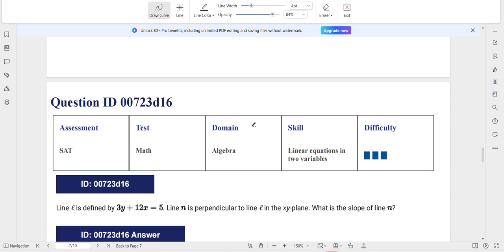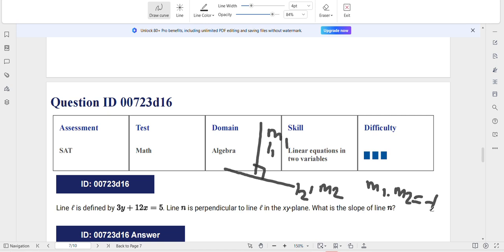Let me consider this line is L1 and this line L2, and they both are perpendicular. Let us say the slope of line L1 is m1 and the slope of line L2 is m2. Now, when two lines are perpendicular, the slopes have a particular relation, and the relation is m1 times m2 equals minus 1. The product of both slopes equals minus 1. So, let us find the slope of line L in this question.